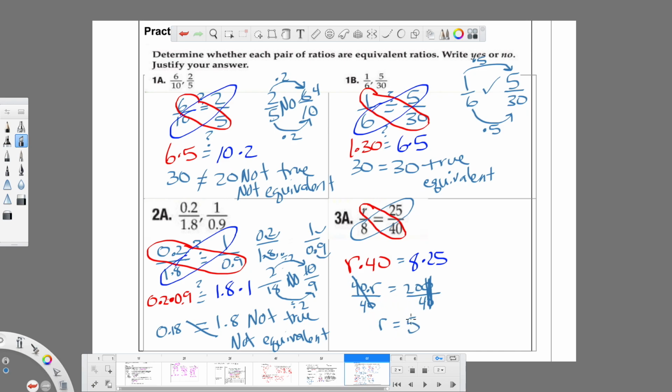And I can even think of it the same way that I was thinking of the other ones and go like this. I have R. So what do I need to multiply 8 by to get to 40? I have to multiply by 5, right? So I'd have to do the same thing on the top here. I'd have to multiply R by 5 to get to 25. Well, what times 5 gets me 25? 5. So it's a little bit more.